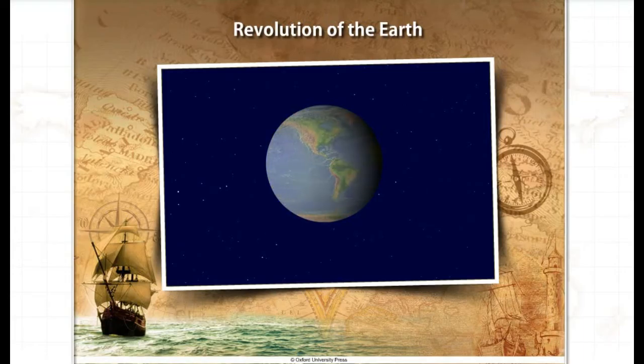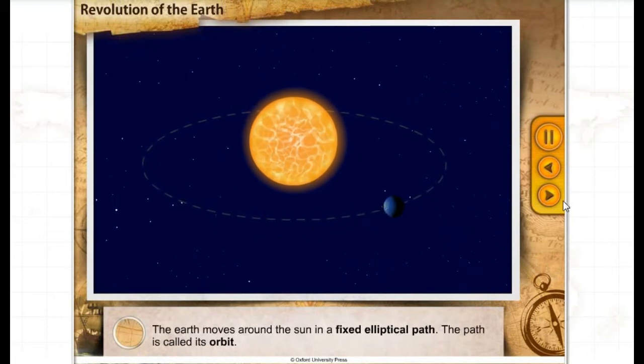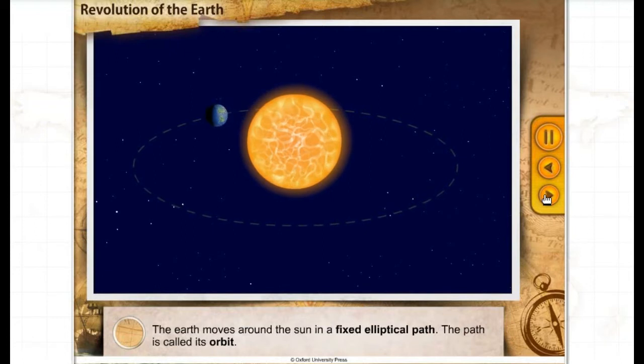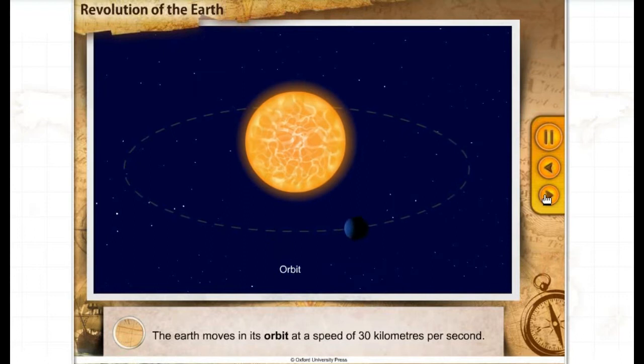Revolution of the Earth. The Earth moves around the Sun in a fixed elliptical path. The path is called its orbit. The Earth moves in its orbit at a speed of 30 kilometers per second.